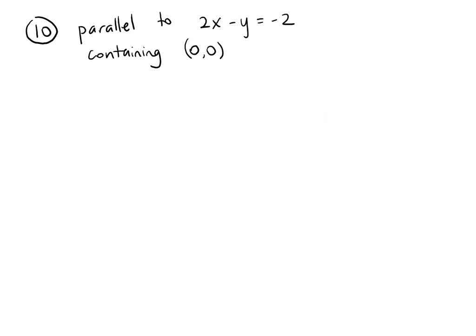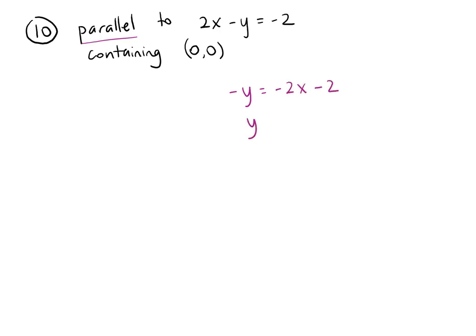Continuing on, we want to find a line parallel to 2x minus y equals -2 and want it to contain the origin. Now we know because it says parallel, we want it to have the same slope, but it's not written in any way. It's written in the general form, and I can't find the slope with that. So I'm going to subtract 2x from both sides.